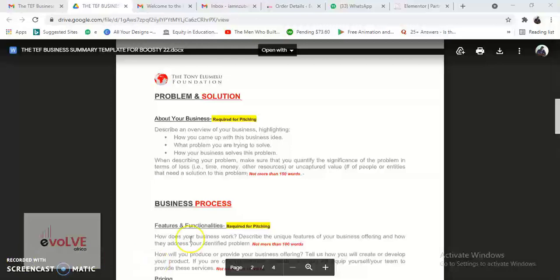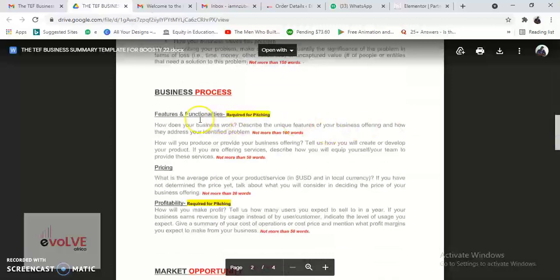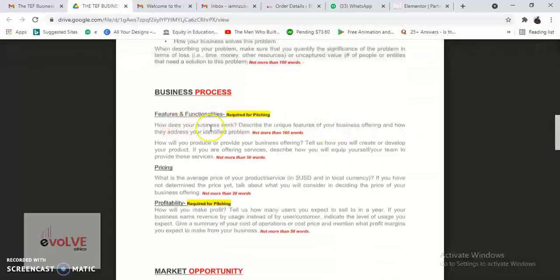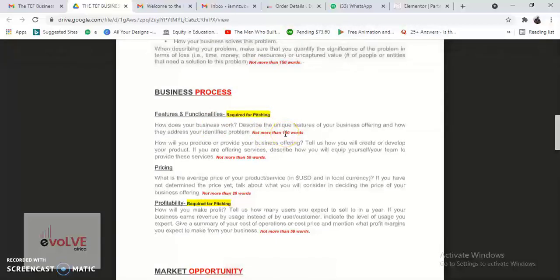So the next thing we have here is the business process. Here it's talking about, how does your business work? Do you have a unique feature? Is there a special thing your business is offering that is not there already? Please also be mindful of the number of words. This one already is 100 words.